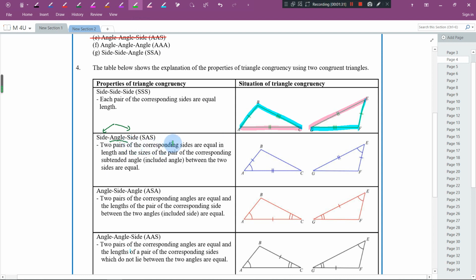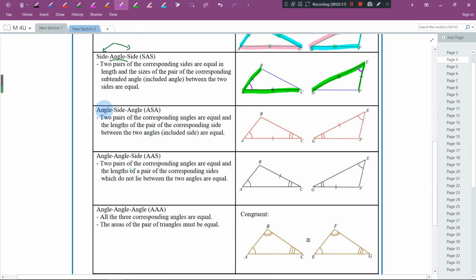Two pairs of the corresponding sides are equal in length. This pair and this pair, they are equal in length, and the size of the corresponding angle, this angle located between the two sides that we know their length, we call this angle the included angle. So these two angles are the same as well. So in this situation, we can make a conclusion that these two triangles are congruent. So this property we call side angle side.